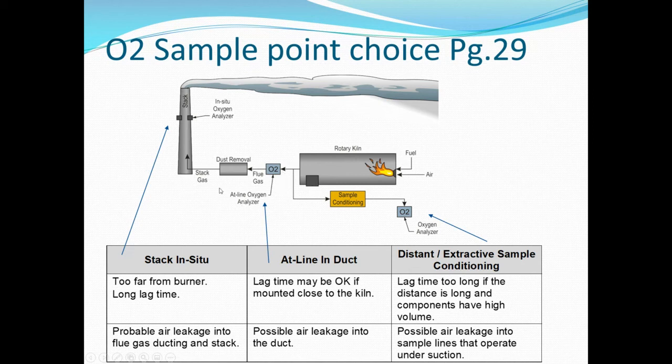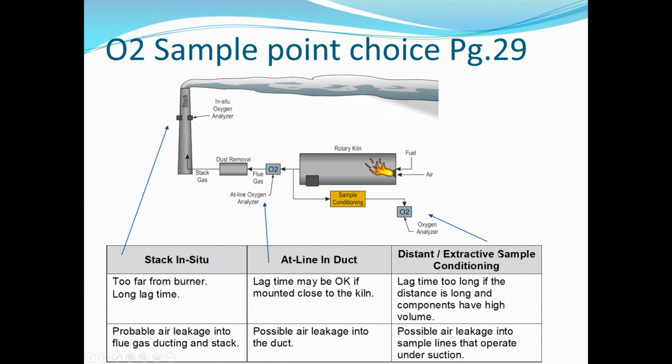So we want to be aware that there is potential for leakage in at any point after the combustion, which could cause false readings by the time we measure it way up here. Outline in the duct application, looking at this one here, lag time may be okay if it's mounted close enough to the kiln is what they're saying here, but we still have that possible air leakage into the duct again, just by nature of its physical construction.